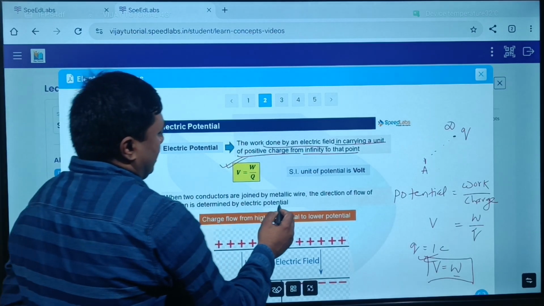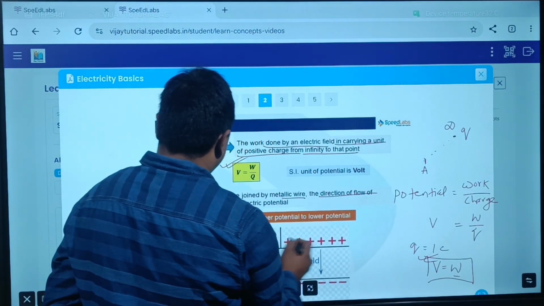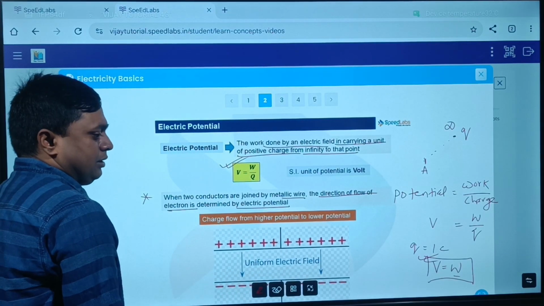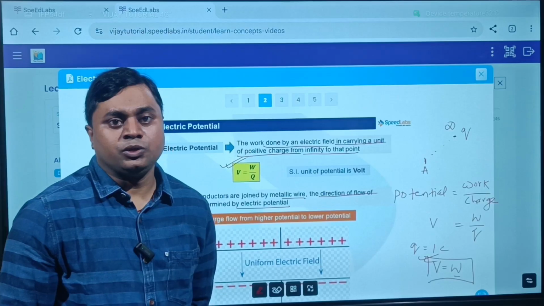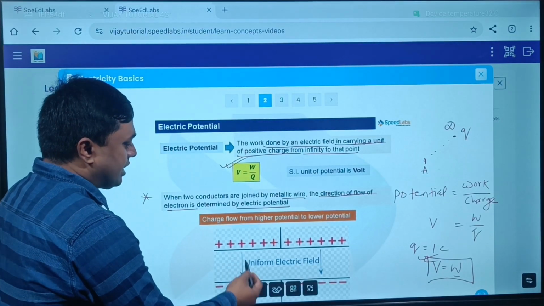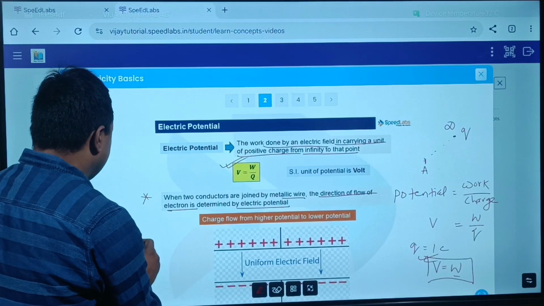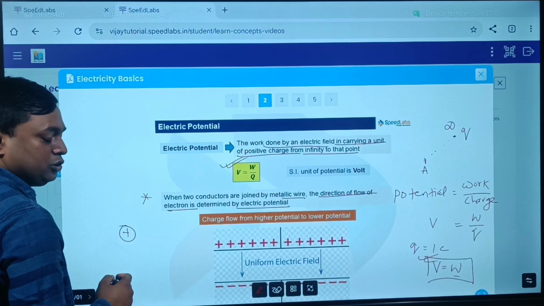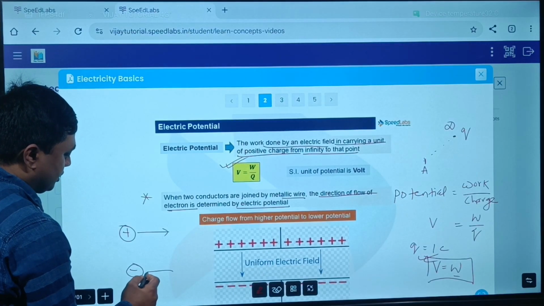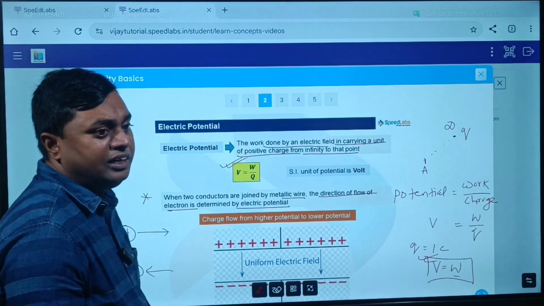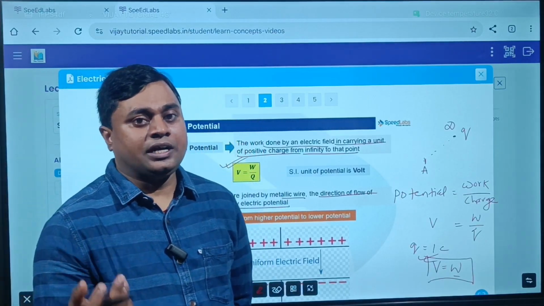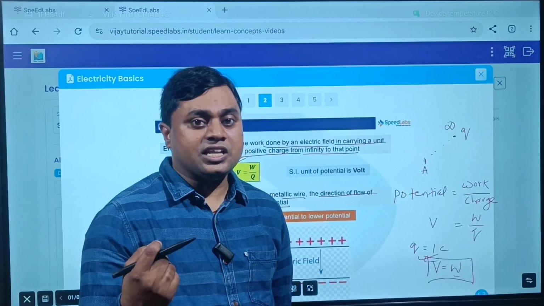When two conductors are joined by a metallic wire, the direction of flow of electrons is determined by the electric potential. The charge always flows from high potential to low potential. Here you can see the electric field from plus to minus. Whenever there is an electric field, due to a positive charge it is away from the charge and due to a negative charge it is towards the charge. Electric field lines are imaginary lines which represent the strength of the electric field.